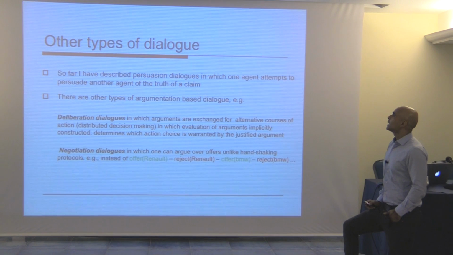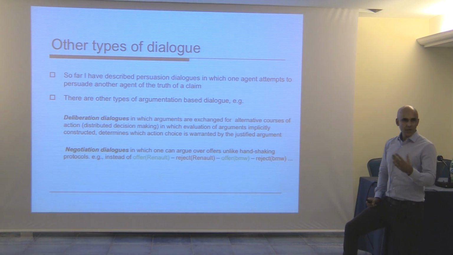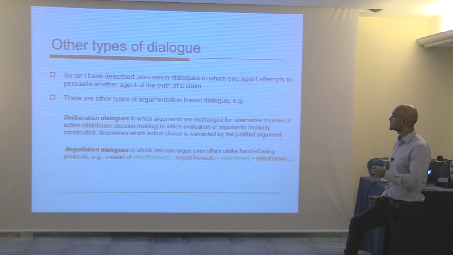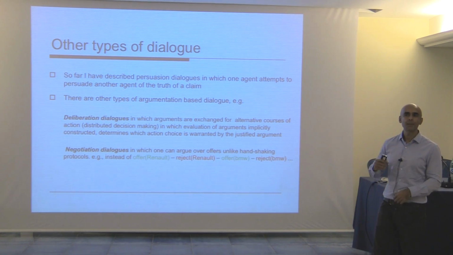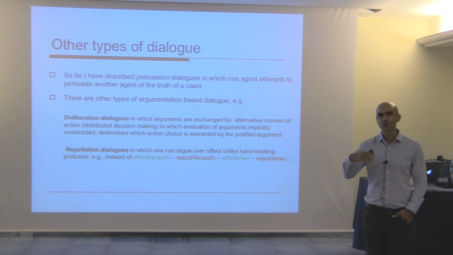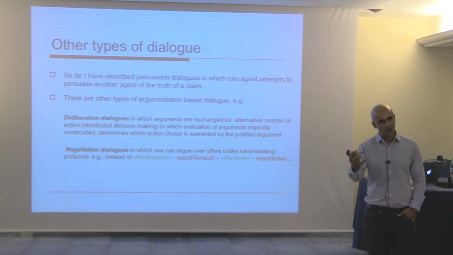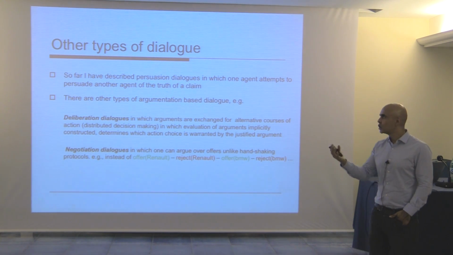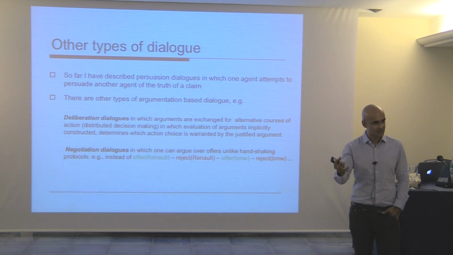So far I've described persuasion dialogues in which one agent attempts to persuade another agent of the truth of a claim. I appealed to the idea that you've got these argument frameworks, which I discussed in the first part, where I discussed epistemic argumentation, arguments for the truth of the matter. And these argument frameworks can be used to provide dialectical feedback in these dialogues: what moves you can make, what moves are relevant to reply to, who's currently winning the dialogue.